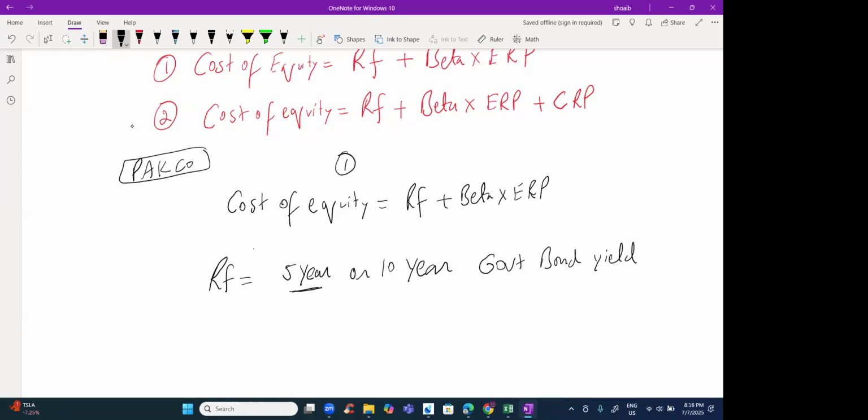Okay, from where you can find this? In Pakistan, you can find this from the State Bank of Pakistan website. In KSA, you can find it from the Central Bank of KSA website. In India, you can find this from the Reserve Bank of India website. Or there are many websites available where you can find this type of data. The best source is Bloomberg, but Bloomberg is paid. So we will take the risk-free rate.